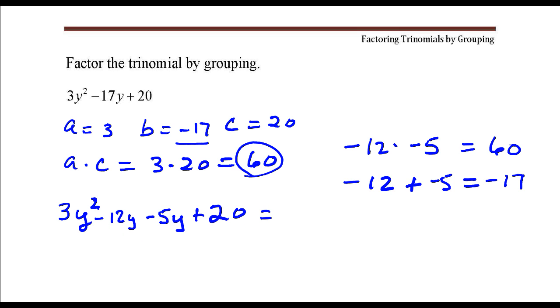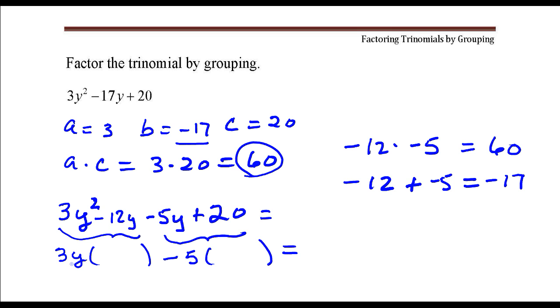Okay, so you have a 4-term polynomial that now can be factored using method of grouping. So I'm going to factor greatest common factor out of the first two terms, then the greatest common factor out of the last two terms. Greatest common factor of these first two terms is 3y. Greatest common factor of these two terms is negative 5.